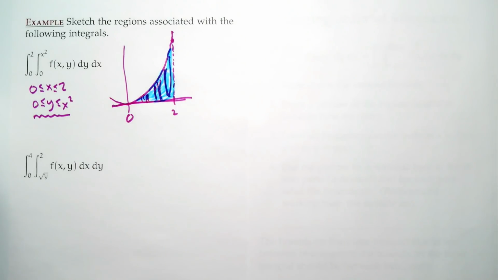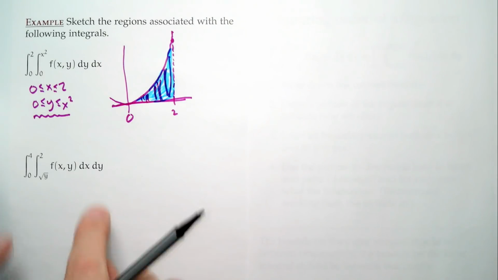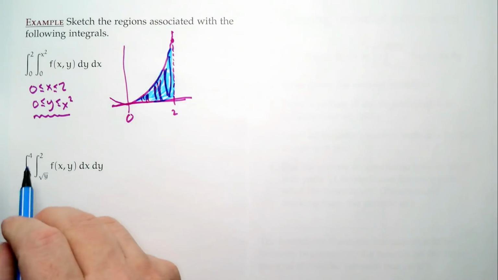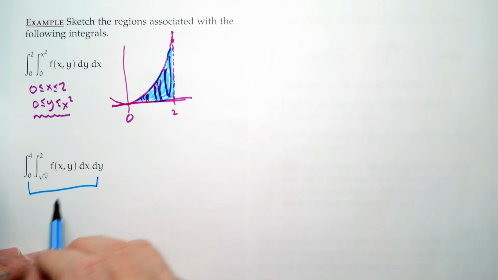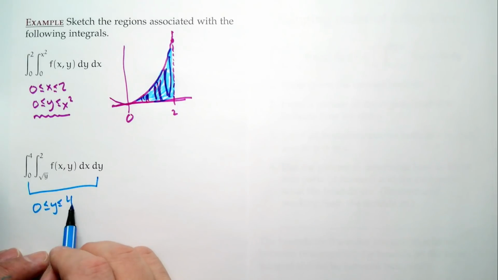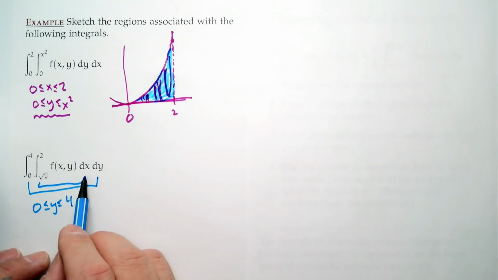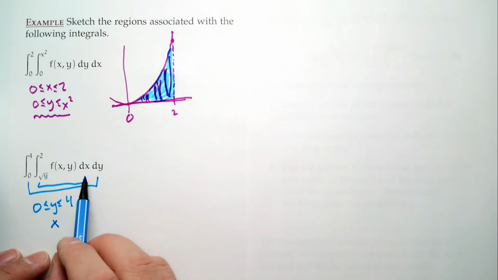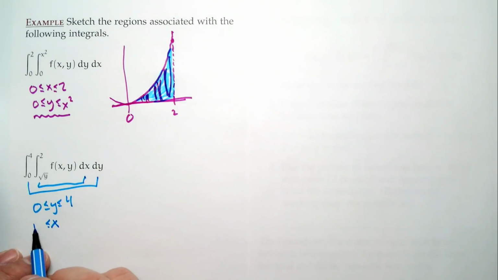Well, let's try the other one. Okay, let's look at the outer layer. What is the outer layer telling me? It's telling us about y, because again, remember that these hook up. So we know that 0 is less than or equal to y, is less than or equal to 4. What is the inner layer telling me? It's about the x, and it's between square root of y and 2.